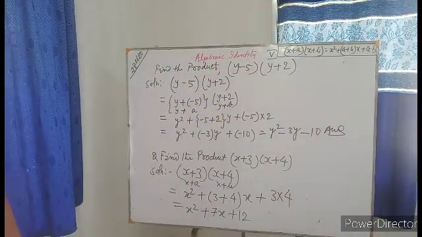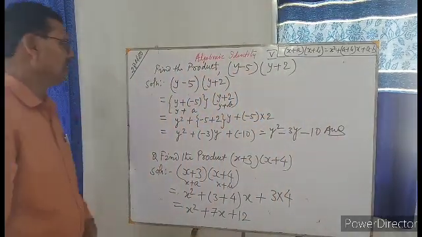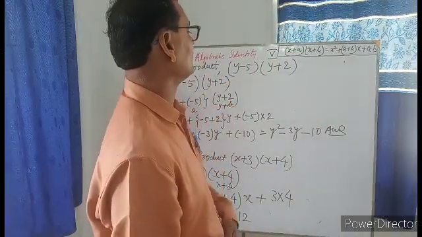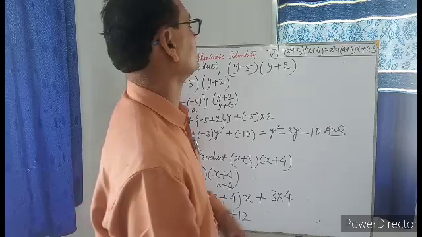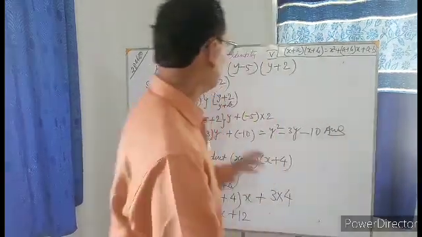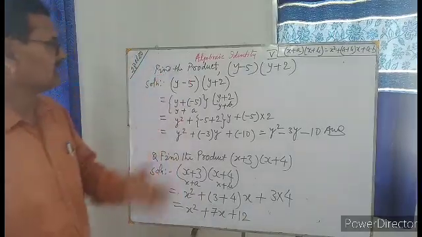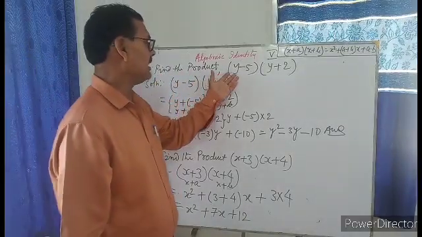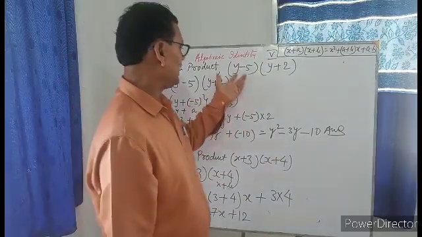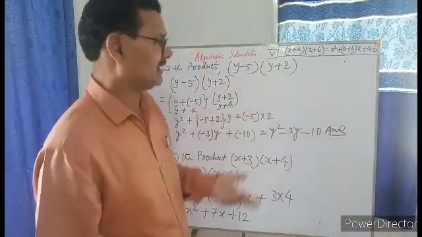Any problem? Look again. Here we have studied the identity (x + a)(x + b) = x² + (a + b)x + ab. But in this question, you are seeing (y - 5)(y + 2). There is no x, and there is a minus sign. So sir, how can it be done?